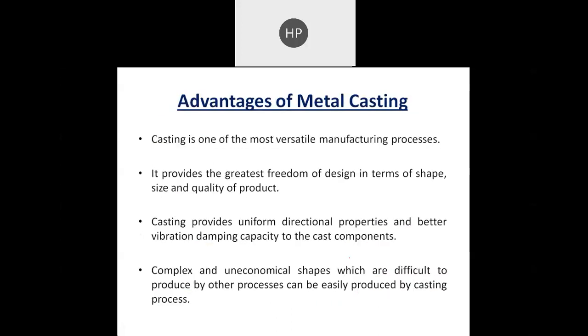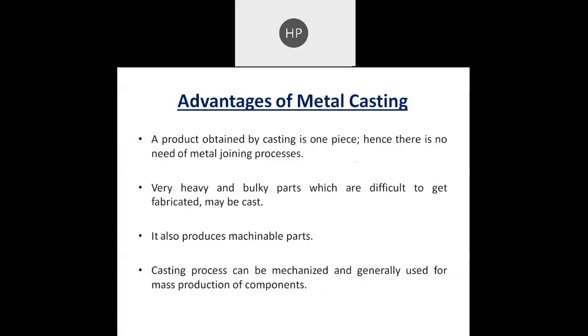Then we have seen certain advantages of casting process. Okay, so we are not going into detail, but what we have already discussed in our last lecture. It has certain advantages: it is the most versatile manufacturing process. Difficult shapes and sizes and quantities of the product can be produced. Then it has uniform directional properties. Whatever the complex and uneconomical shape, that can also be produced by the casting process.